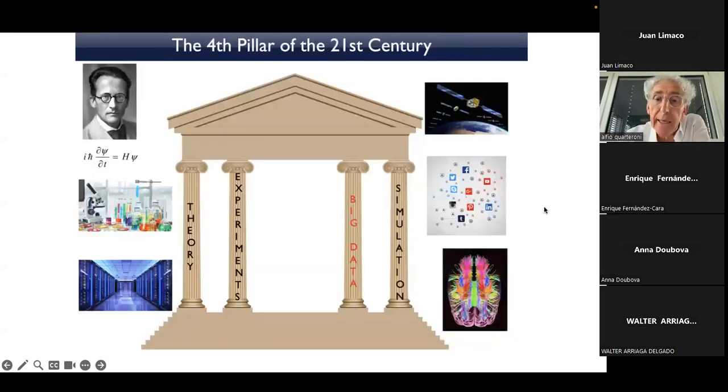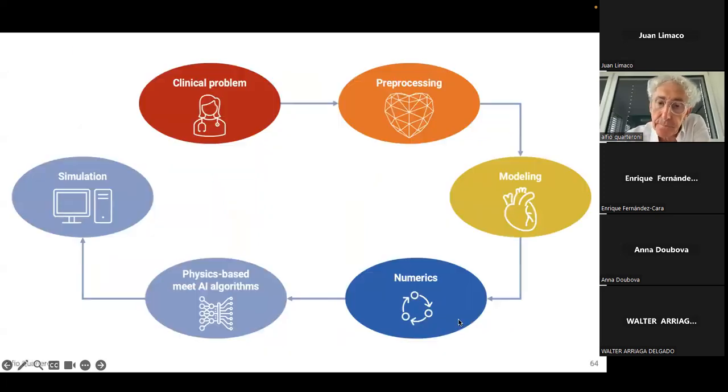Now, today, we can do better. Why? Because we have a 4th pillar, which is big data that are generated from satellites, from sensors, social media, and from medical images.